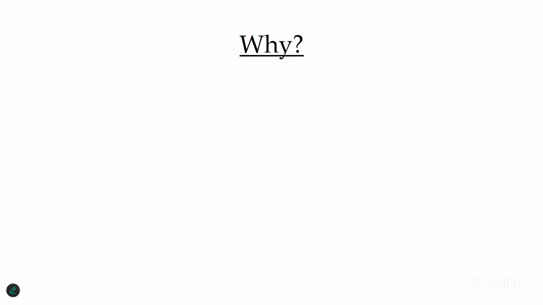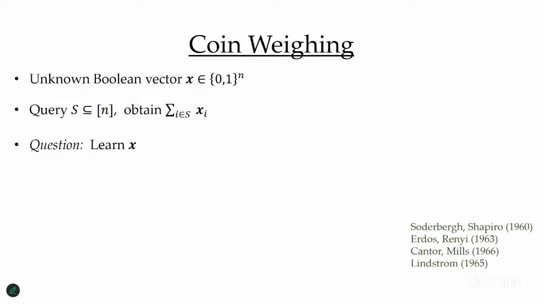So let me tell you what the coin weighing problem is. So I'm going to shift here for a bit. The problem is also in this query access model, combinatorial search. There's an n-bit Boolean vector X. You want to learn this Boolean vector, and the access is that you can take any subset, and you get to know how many ones there are in that set. So how many queries do you need to learn X?